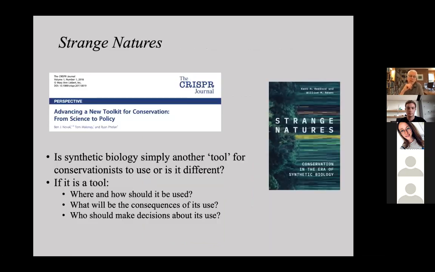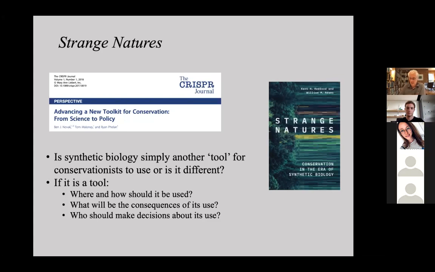And the question we really ask is this: is synthetic biology simply another tool for conservationists to use, or is it in some way different? The reason we ask that is that quite clearly there's a strong history of public disquiet about biological engineering below the level of the species, with the rather awkward history of GM crops being very fresh in most senior scientists' minds. Is it another tool, or is it something different? If it is a tool, where and how should it be used? What will be the consequences of its use, and who should make those decisions?